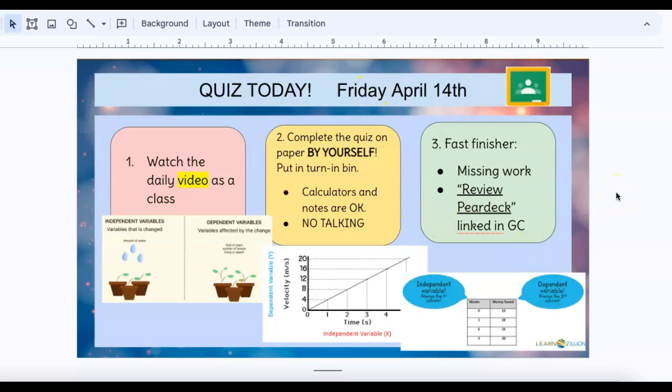So make sure you are quiet during testing time. We're not talking to each other. We're not cheating off each other, because I will know. And remember, academic dishonesty is a referral. So don't ruin the field trip for yourself by cheating and acting a fool during this quiz.